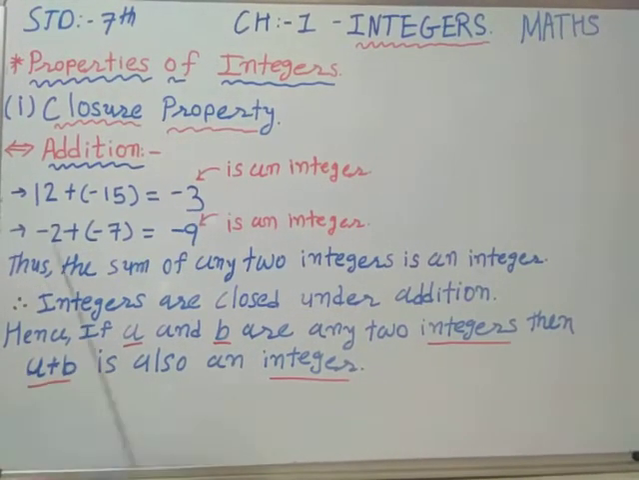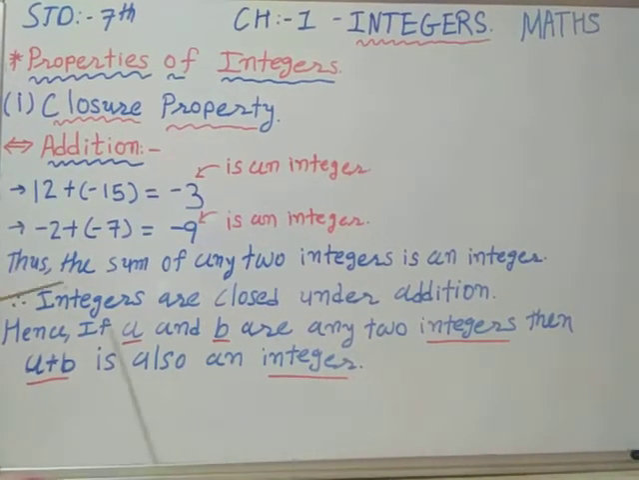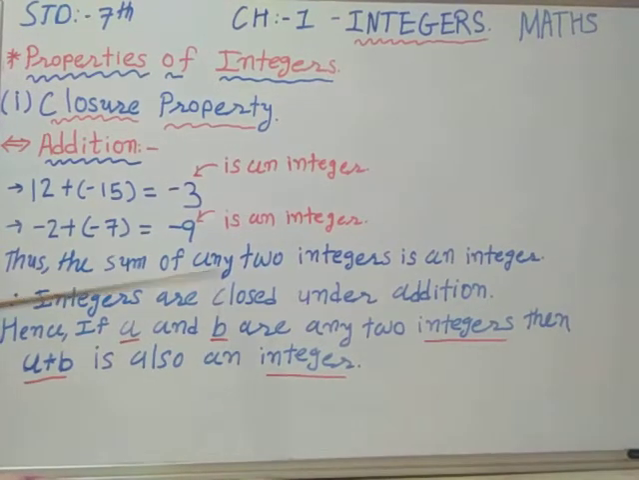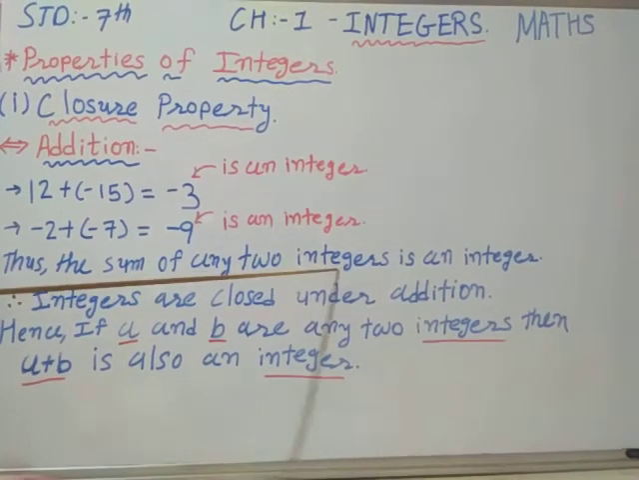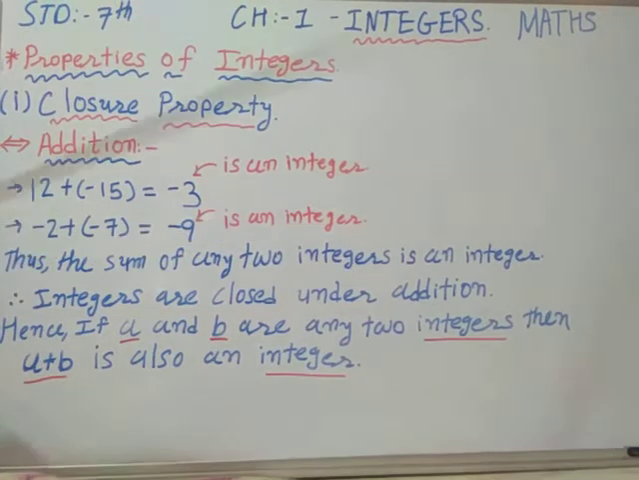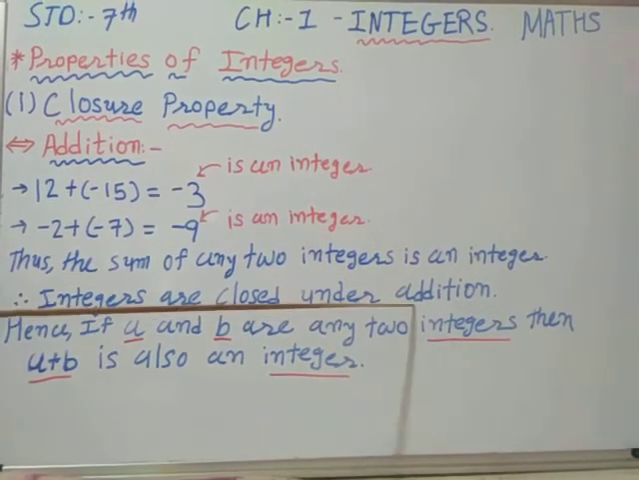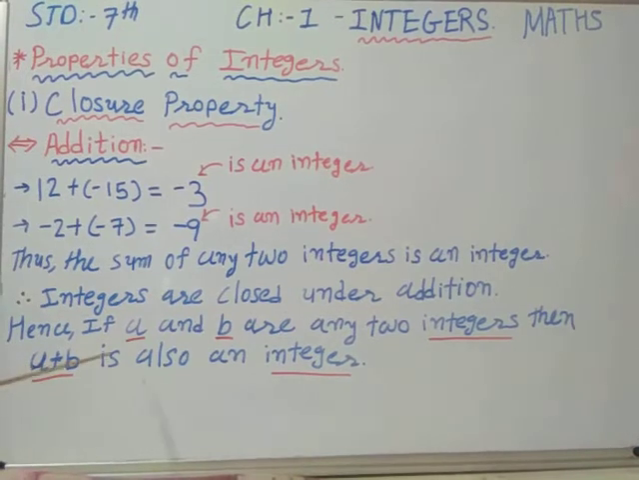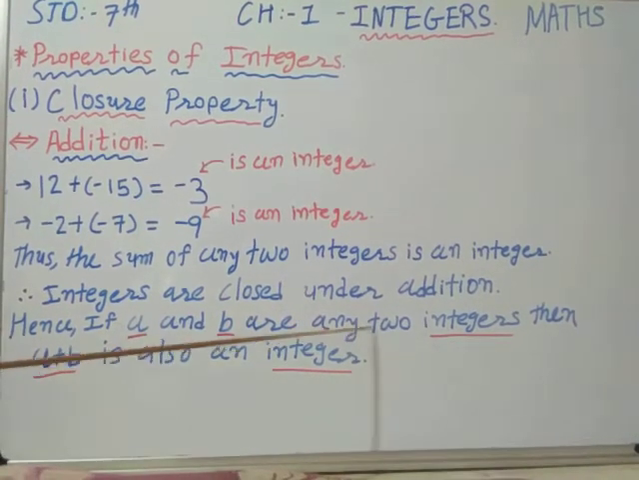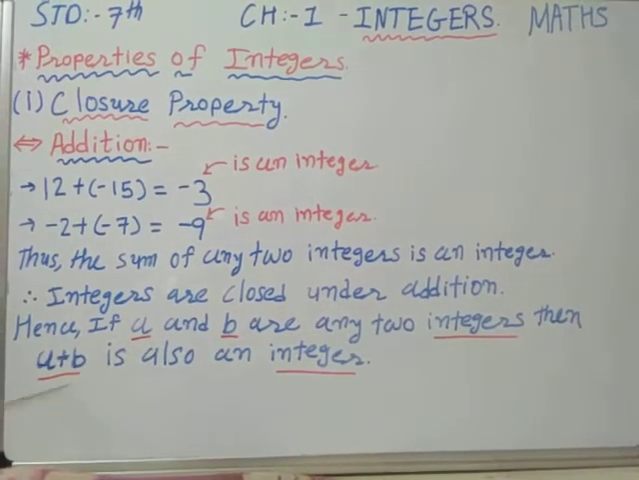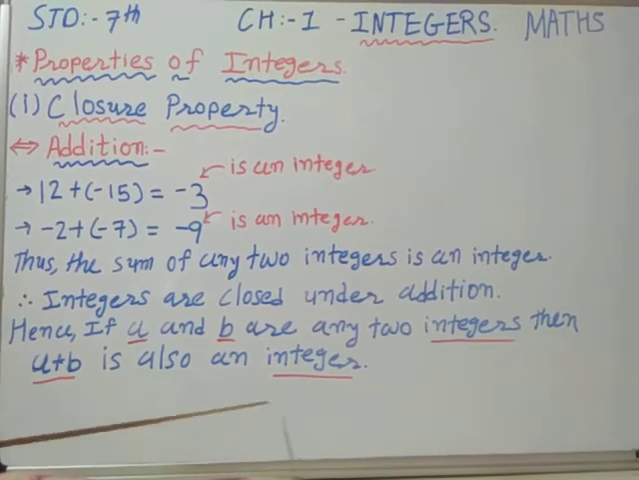So from the above two examples, we can say that the sum of any two integers is always an integer. Therefore, integers are closed under addition. Hence, if a and b are any two integers, then a plus b is also an integer.